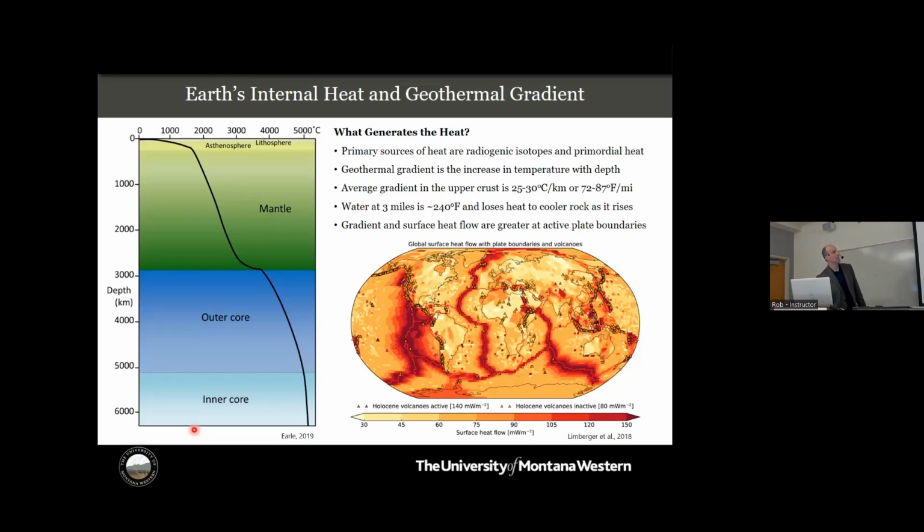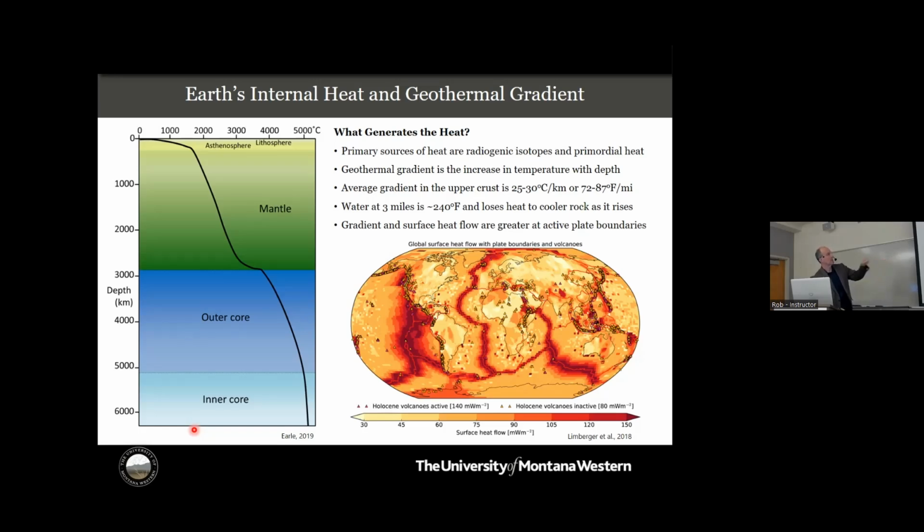So the average gradient, we'll just stick with the Fahrenheit, I'll just say about 80 degrees Fahrenheit per mile. And so, to give you some feeling for that, water at 3 miles would be about 240 degrees Fahrenheit. And then as it comes back to the surface, it loses heat, right, to the cool rock that it encounters. So that's not the temperature of most of it at Lolo Hot Springs, right? Or any of the other hot springs that you occupy. So there's a temperature change in that water as it comes back to the surface.